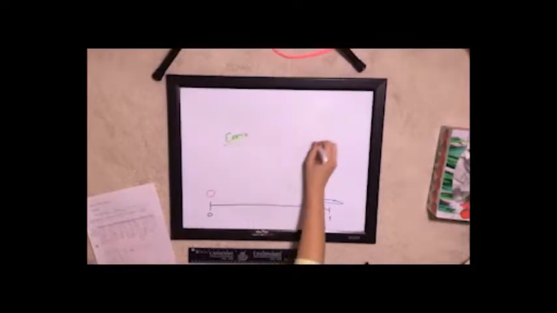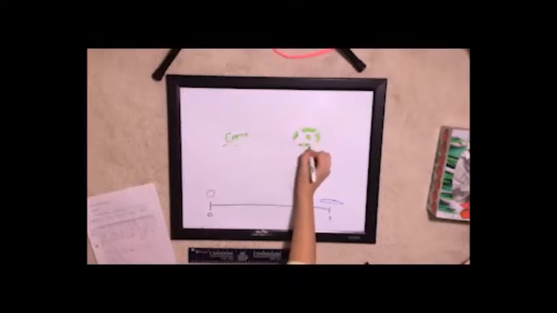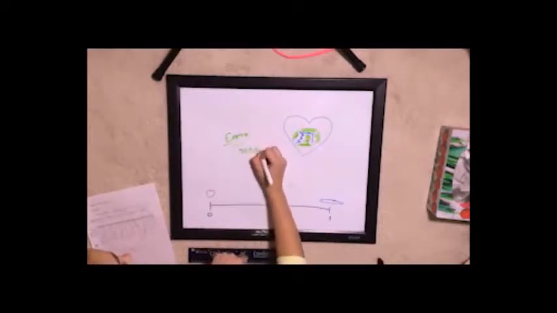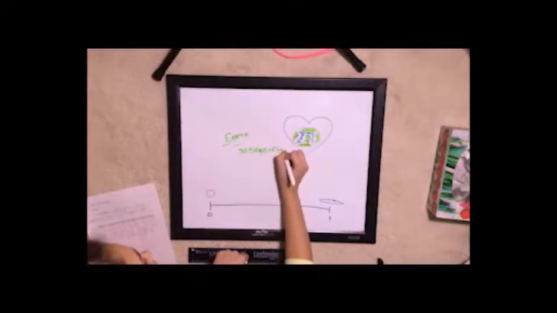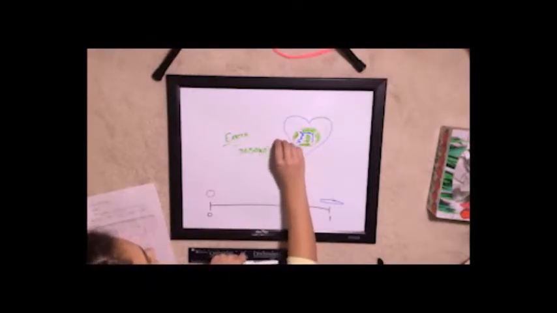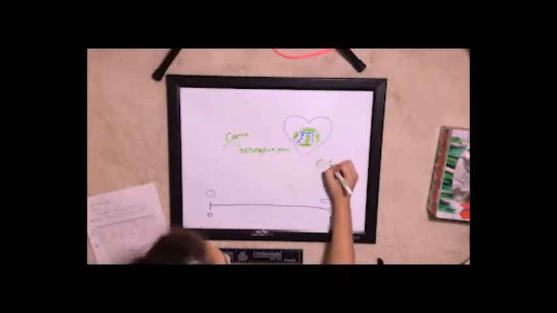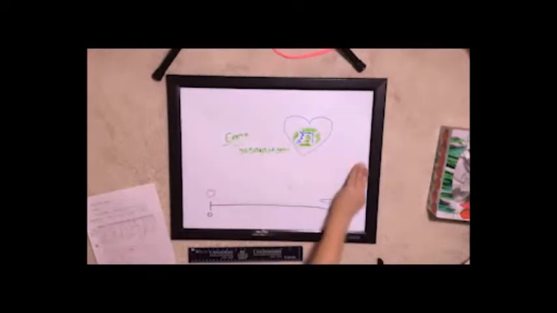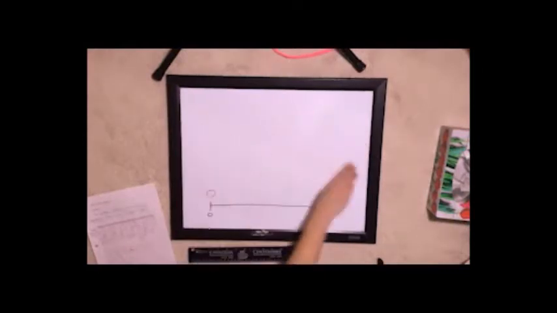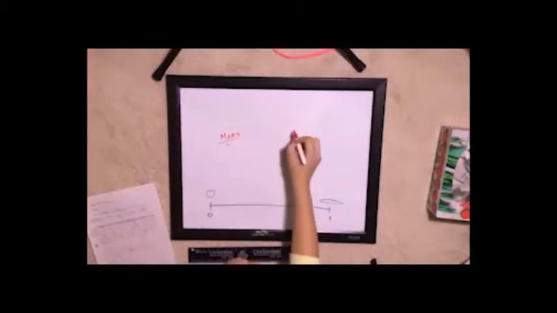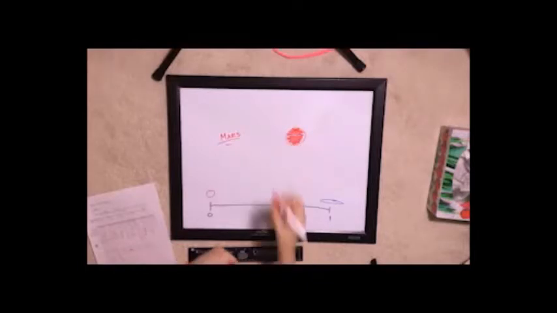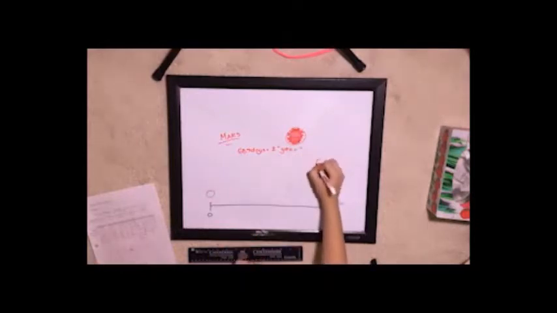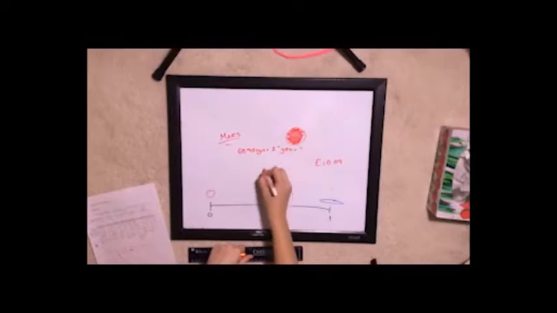The next planet is our home planet, Earth. Earth's orbital period is 365 days. We can erase the quotation marks on this one because it's actually 1 year. And its eccentricity is 0.02. The next planet is Mars. Mars is very red. Its orbital period is 687 days. And its eccentricity is 0.09.